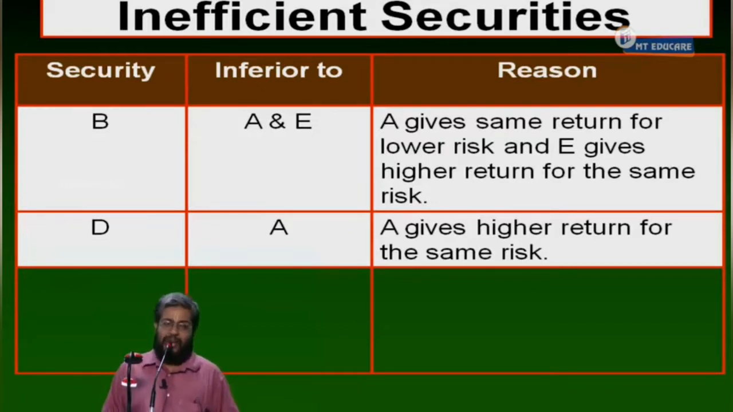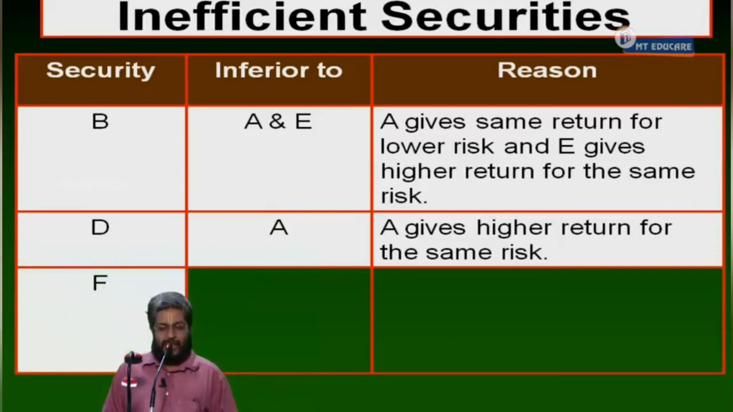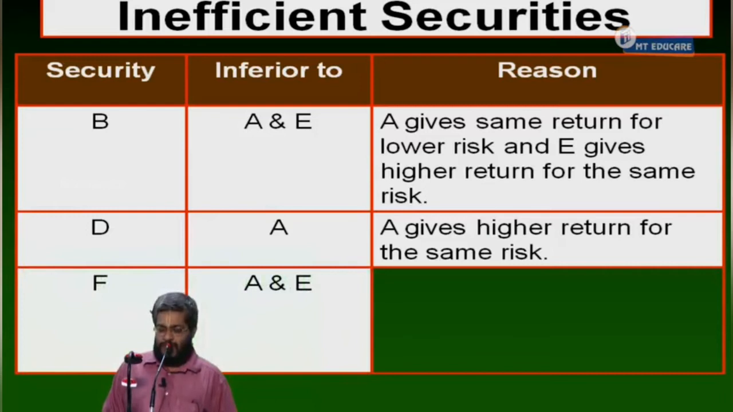Everybody comfortable? Now, next security is what? F. Next inefficient security is F. F is inferior to A and E. Even you can also include B also. Already inferior left out. We can see two efficient, inferior to what? A and E. Okay, that is enough. F is inferior to A and E. Why is it inferior to A and E?